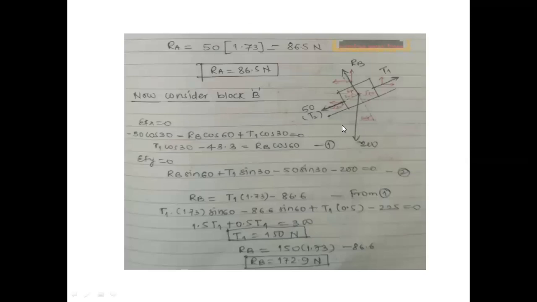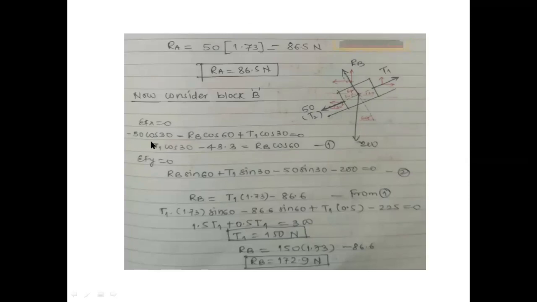Now considering block B, this is the 50 we have found in the last step. This is T1, RB, and 200 downward. Again, we'll apply summation Fx and summation Fy on it. In Fx, two components will be there: RB's component, 50's component, and T1 component will be there. This will be negative, this will be negative, this will be positive.